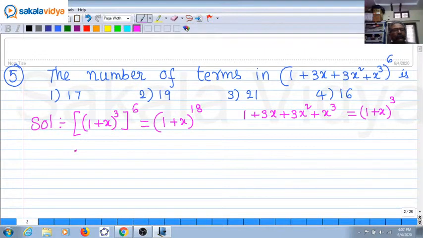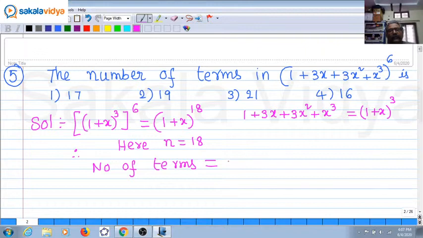So therefore here n is equal to 18. Number of terms is equal to n plus 1, because it's the only binomial. So n plus 1 equals 18 plus 1 equals 19. Understood now? So that means the second option is the right option. Okay.